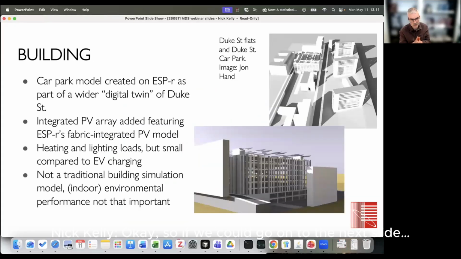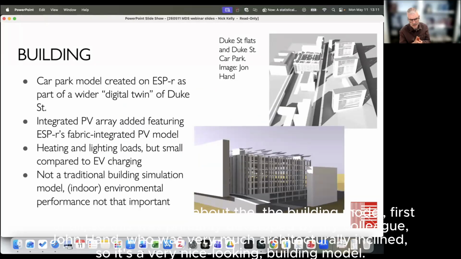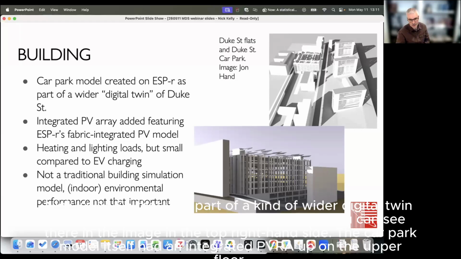If we could go on to the next slide. Thinking about the building model first of all, this was primarily developed by my colleague John Hand, who was very much architecturally inclined, so it's a very nice looking building model. That was part of a wider digital twin of the Duke Street area of Glasgow, which you can see there in the image in the top right-hand side.